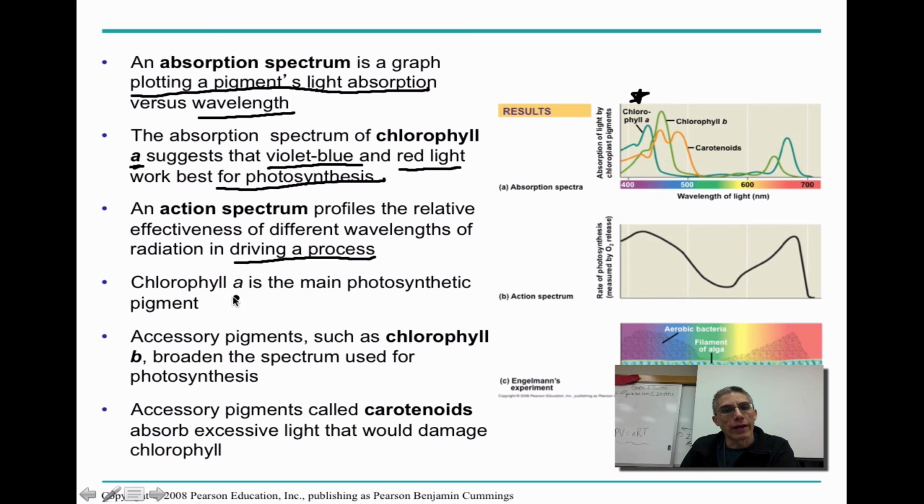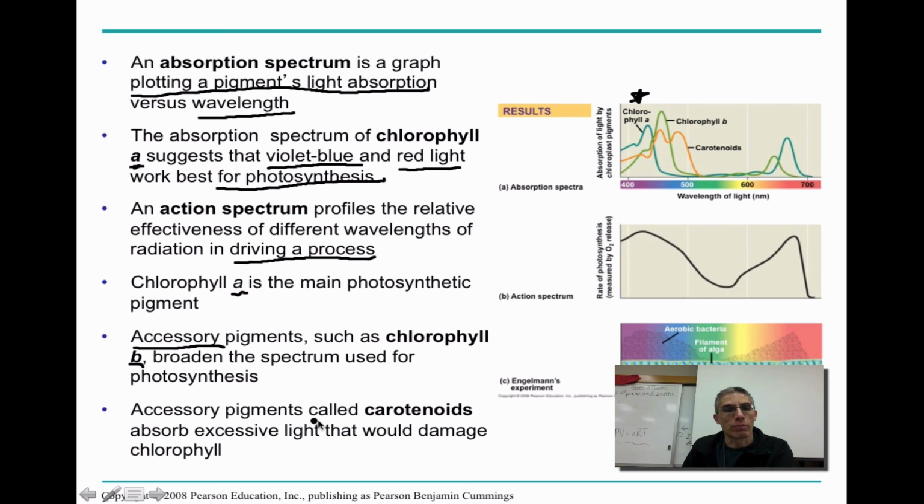So chlorophyll A is considered the main photosynthetic pigment when you talk about the pigments that participate in photosynthesis. Now it's not the only one that participates, but it is the main one. There are other pigments, and we identify them as accessory pigments. One of those would be chlorophyll B, and that broadens the spectrum used for photosynthesis. So it gives them more opportunities to absorb that light.